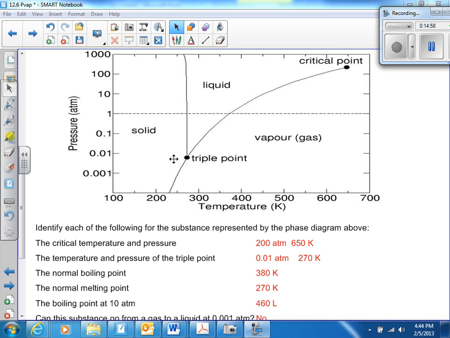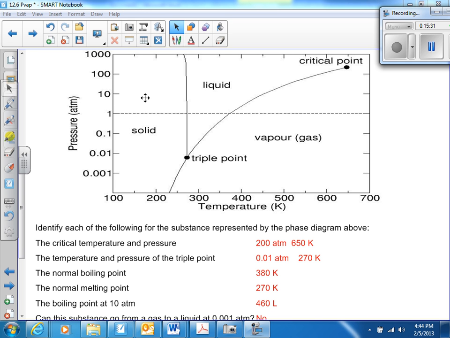Triple point, the pressure of the triple point, it's a little lower than 0.01. Anything near 0.01 is acceptable. And the temperature, you know, you got to estimate 270-ish Kelvin. Boiling point, the normal boiling point, that means at 1 atmosphere. So we go to 1 atmosphere, we come straight down. It's around 370, 380. Normal melting point, melting would be solid-liquid. So you go to that line right there, come straight down. It's right around 270 Kelvin.